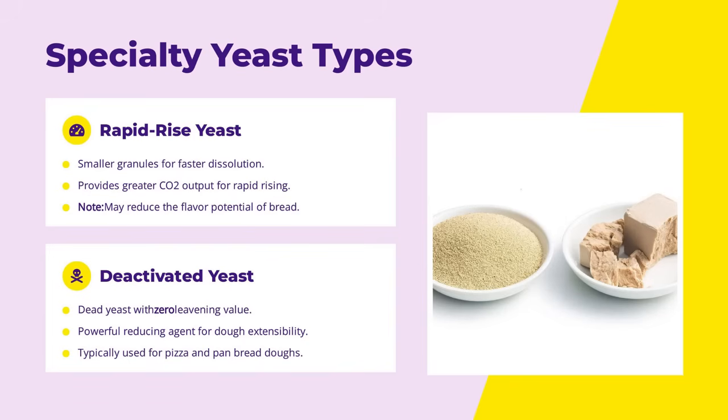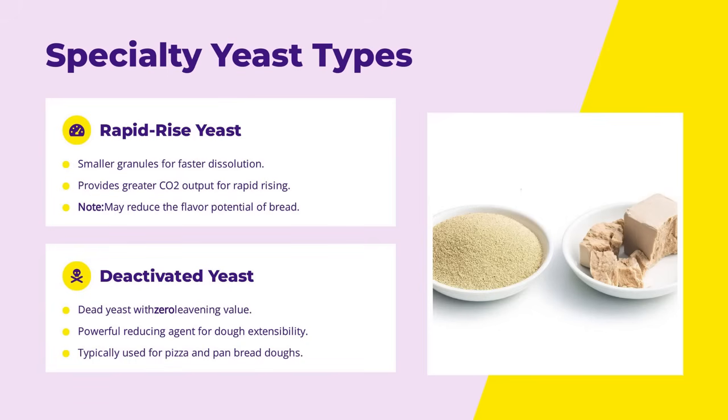The second type is deactivated yeast. Deactivated yeast consists of dead yeast cells, so it has no leavening ability and cannot produce carbon dioxide. Even though it cannot ferment, it serves as a powerful reducing agent that improves dough extensibility. This makes it useful in products such as pizza dough and pan bread, where dough stretching is important during processing. The image shown on the slide compares rapid rise yeast and deactivated yeast used in bakery industries. Before we move to the next topic, remember this simple point. Living yeast is used to produce carbon dioxide, whereas deactivated yeast is mainly used to improve dough handling properties.